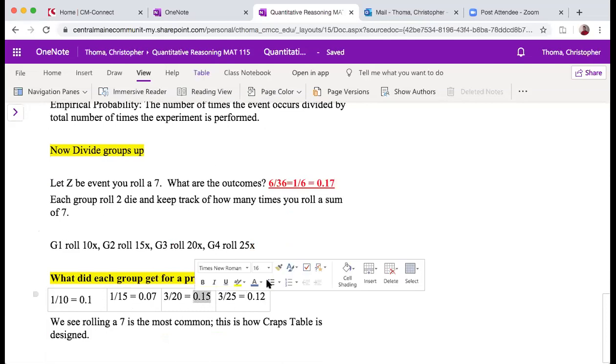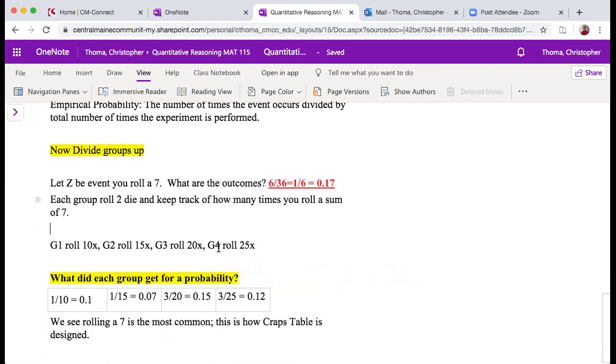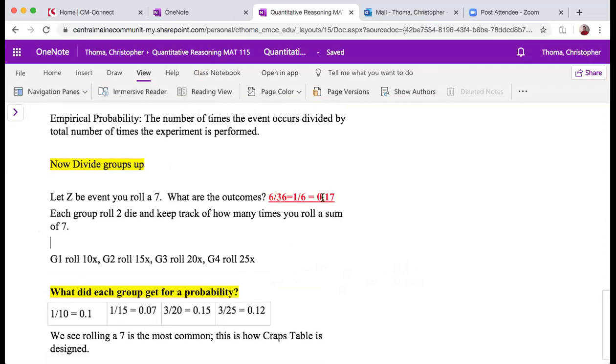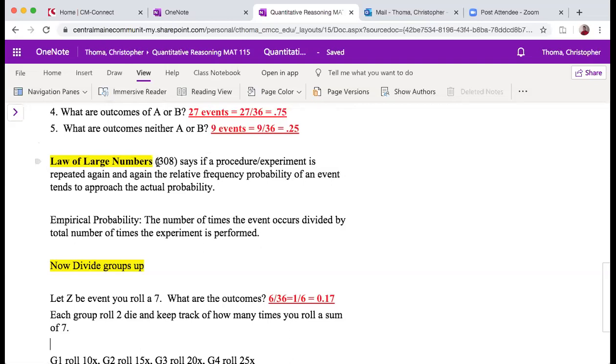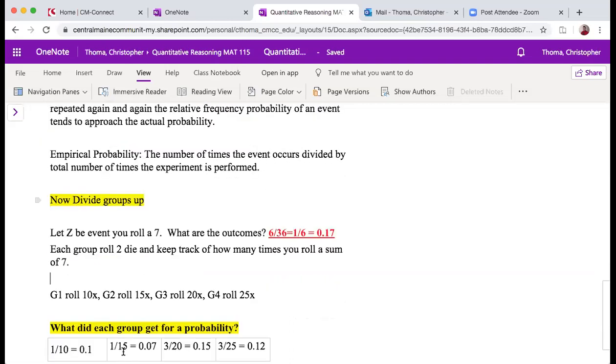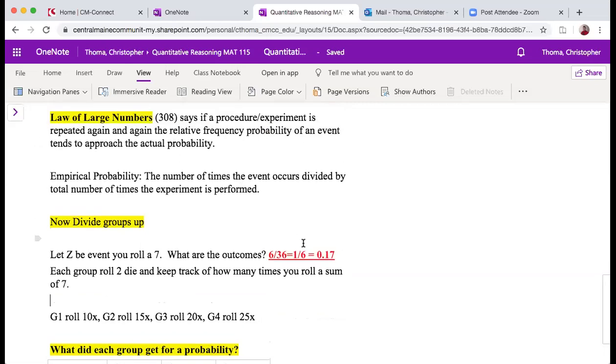And if we all did this again, as we roll the dice more times, we should approach 17%, right? And that is basically what the law of large numbers says. If you do a procedure or experiment over and over again, the relative frequency, which is what you all have calculated down here in these boxes, will approach the true probability, which we believe to be 17%.